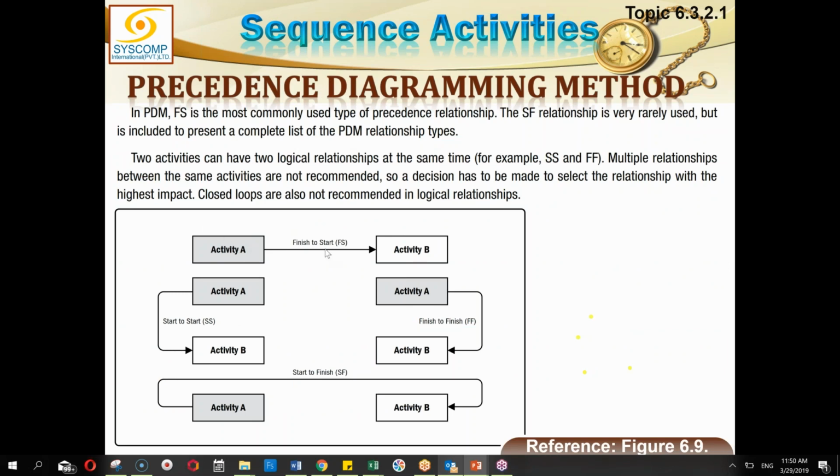Activity A, the first one is finish to start. A must finish before B can start, right? So when is the earliest date B can start? As soon as A is finished. Exactly. As soon as A finishes, B can start. And what is the latest date? Well, I can't determine it until I know what is the pressure on B, what is pushing B backwards. If I know of that pressure, then I would say that it can be pushed back to the finish of A, not beyond that.